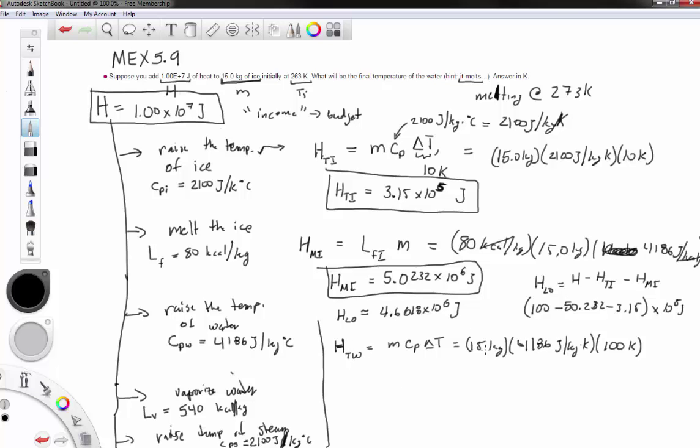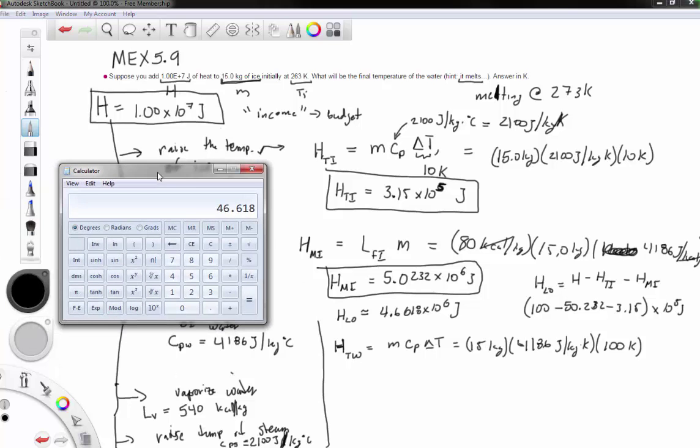So we've got to multiply these numbers together and see what we get. We have 15, we're multiplying by 4,186, and then we're going to multiply that by another 100. And looking at this, there's 3, 1, 2, 3. This number right here is basically 6.27 times 10 to the 6. So that's bigger than this one right here. So that means that we're not able to boil the water.